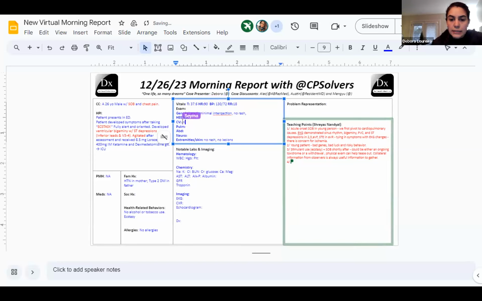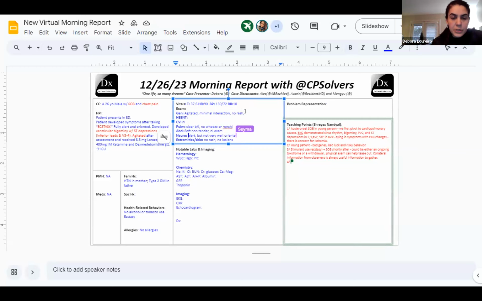The lungs were clear bilaterally, no wheezes, no rales or rhonchi. The abdomen was soft, non-tender, non-distended, and no hepatosplenomegaly. And neurological, he was alert, but not really oriented to where he was, and no focal deficits.